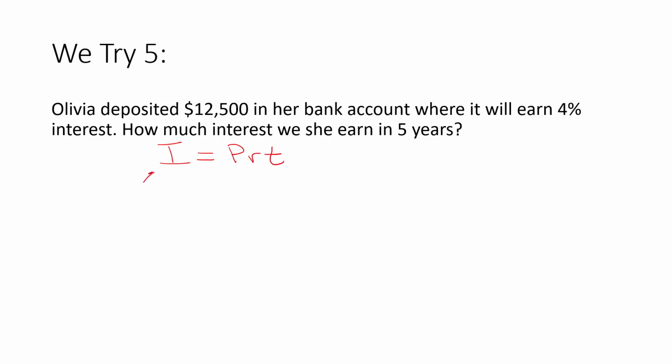We're looking for the interest. What else do we know? Well, we know that she's going to do it over 5 years of time, which lets me know that I'm going to use T is equal to 5. I know that the interest rate is going to be R, and it's 4%, but I need to turn that into a decimal. So I'm going to move the decimal 2 places, and I'll get 0.04 as the rate. And the original amount that she put in is $12,500, which means that's going to be my P.